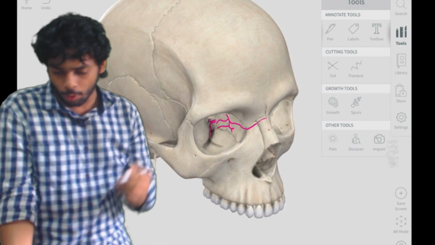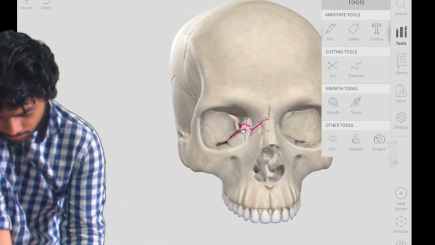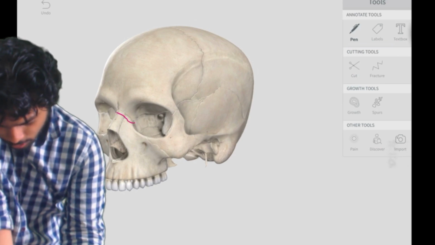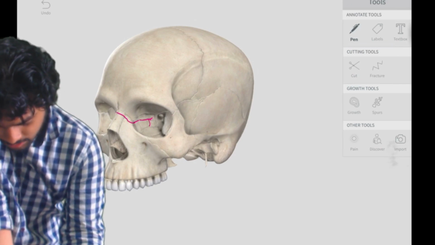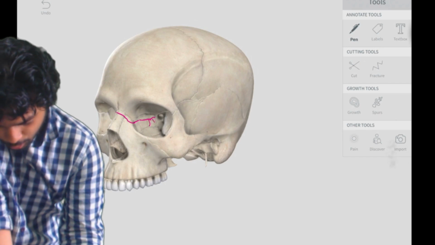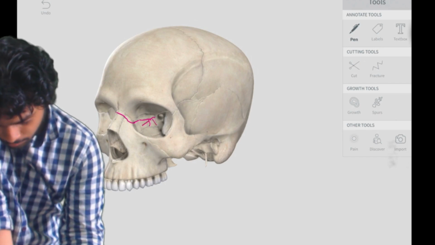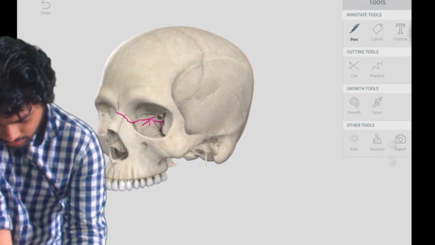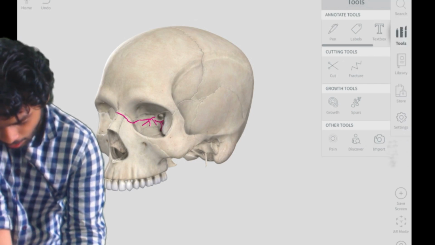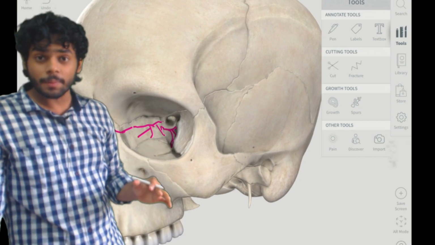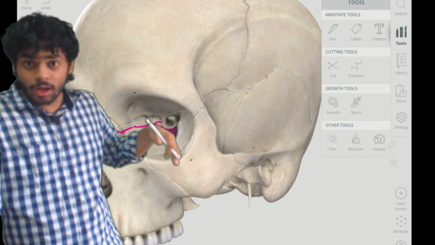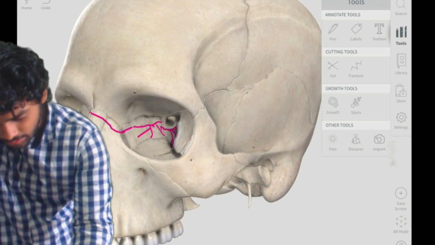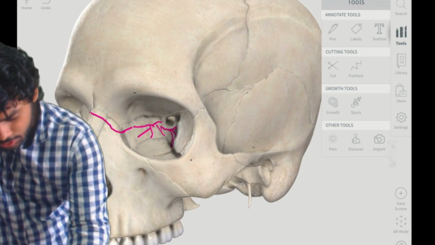Let me show you how. Here we will see the fracture line on the other side also, the contralateral side. Here also the same way, there will be comminution of the ethmoid bone which will cause CSF rhinorrhea, and there the fracture line will be deflected downward and reach the medial aspect of the inferior orbital fissure on the posterior side.